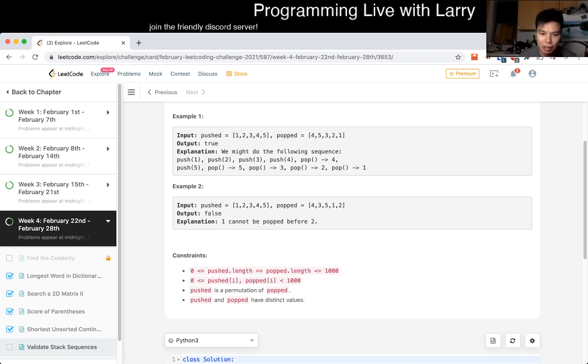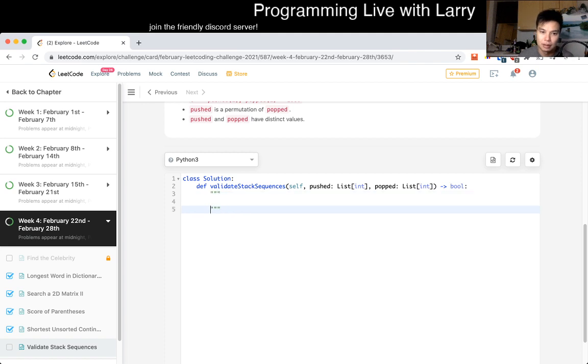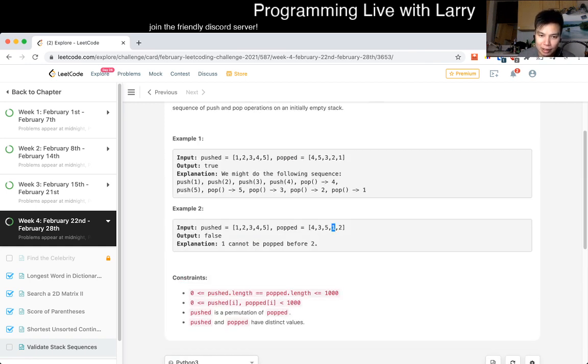Okay, so what does it mean? Well, when one is pushed, one could be popped as well, right? So if we have something like 1, 2, 3, 4, 5, pop could be 1, 2, 3, 4, 5. We just push one, pop one, push one, pop one, right? So what does this mean when one is here? Is this almost like divide and conquer or something like that?